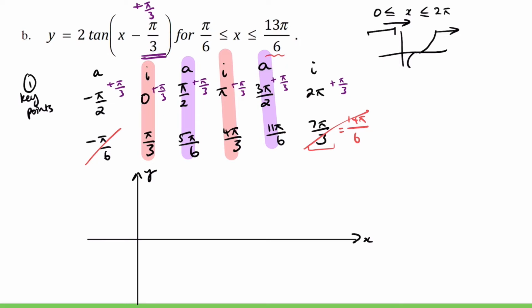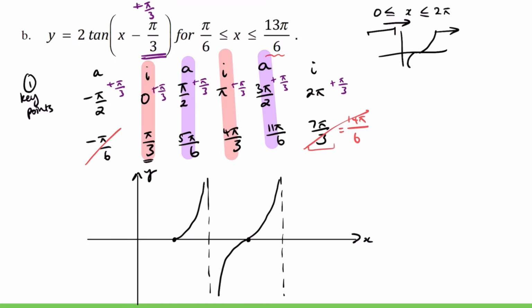Okay, so our new intercept that used to be at 0 is now at pi on 3. Then I will have an asymptote. Then I will have another intercept, and then one more asymptote. And I won't have anything else. My next intercept is just outside the domain. There's no reflections or anything, so my graph will continue on like this.